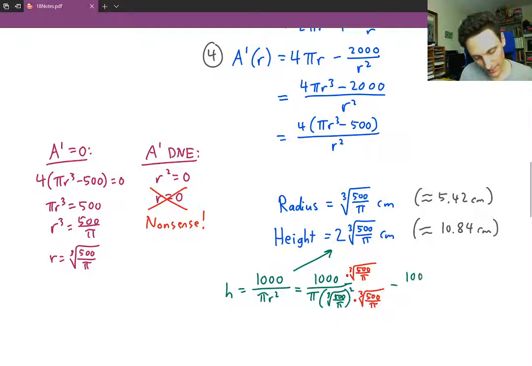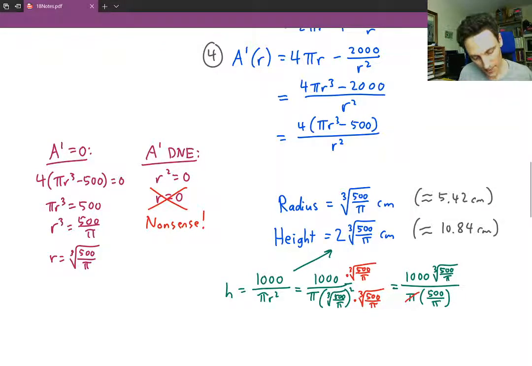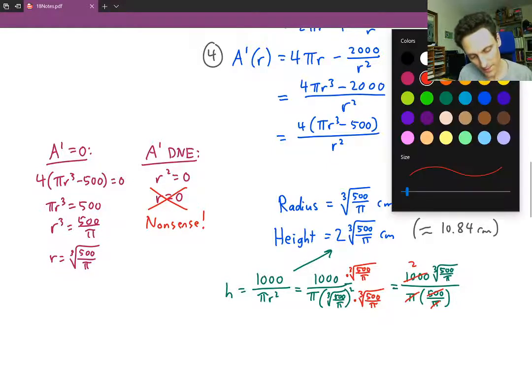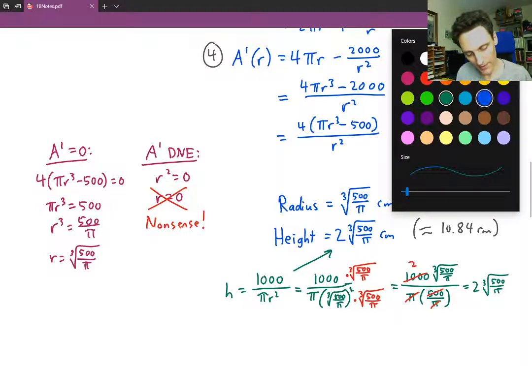So we get 1,000 times the cube root of 500 over pi over pi times 500 over pi. And now things start canceling. Pi's cancel, the 1,000 and the 500 cancel, and you just have a 2 left over on top. So this is 2 times the cube root of 500 over pi. So we successfully found the radius and the height.